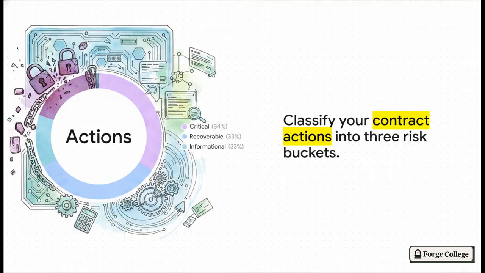Moving into Part 2, threat modeling your contract. To build a proper control board, you have to know exactly what you're protecting. This means looking way past simple function names and really examining the internal state. Every action in your contract falls into one of 3 buckets.